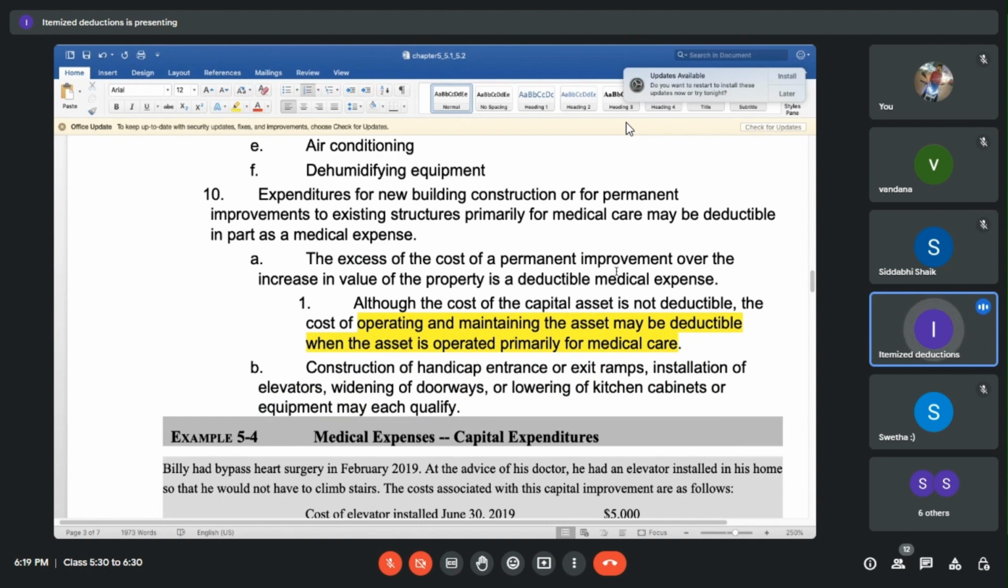But again, what the IRS is saying is, if you're spending a lot for that, we will give you some deduction, but only the excess of the cost of improvement over the increase in value of the property is deductible. So if you spend $20,000 remodeling the entire house so that it becomes more suitable for the patient, and by doing that the value of the house also increases by $10,000, then only the difference is going to be deductible.